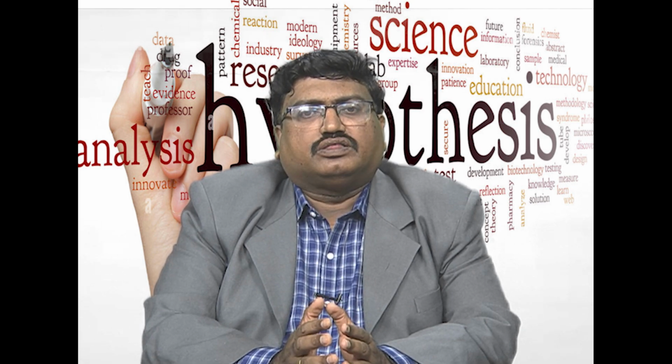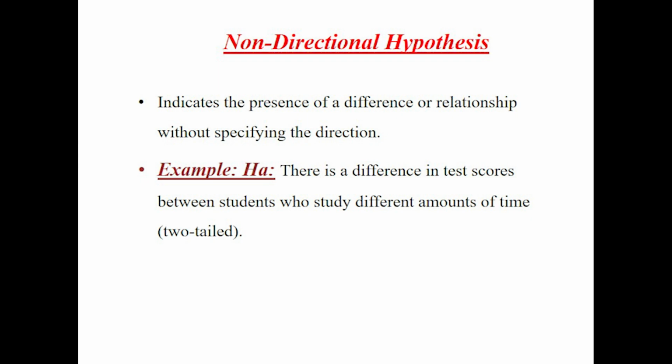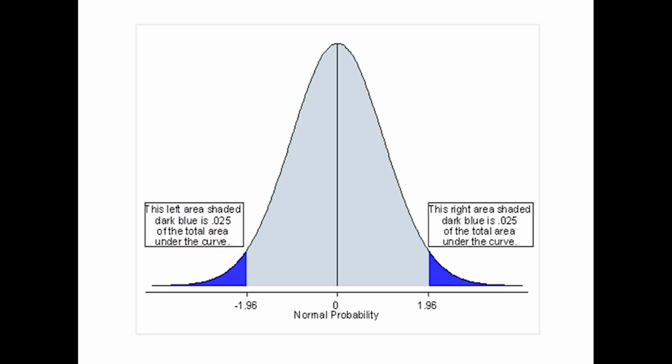Now, let's understand 2 more things. This is important, where we talk about the non-directional hypothesis and the directional hypothesis. The non-directional hypothesis uses a neutral word. Suppose you want to test whether there is a difference or not. We are not sure whether it is high or low. We only talk about the word difference. Let us say there is a difference in the test scores between students who study different amounts of time. Then we call it a two-tailed test, wherein the rejection region is on both sides of the normal curve. That is the right side and the left side.